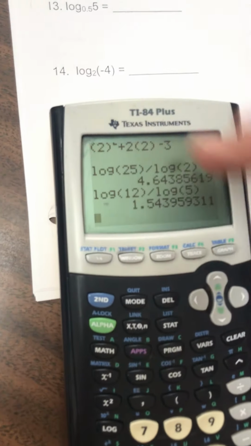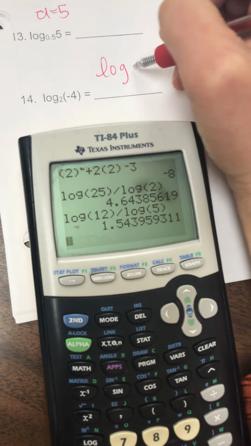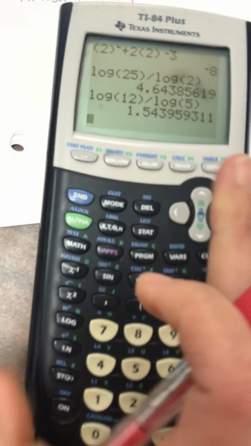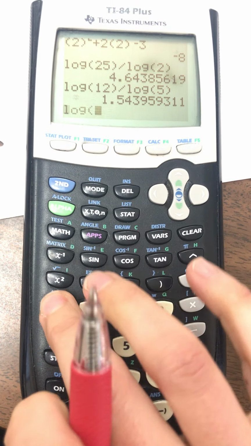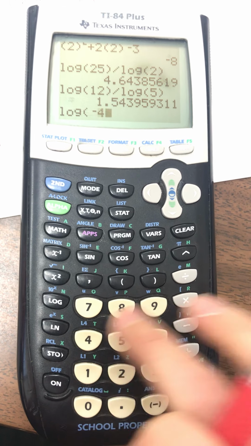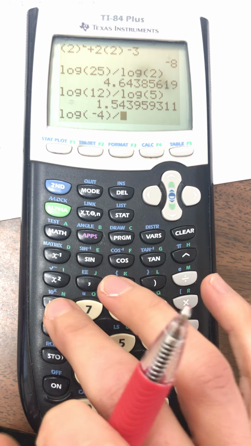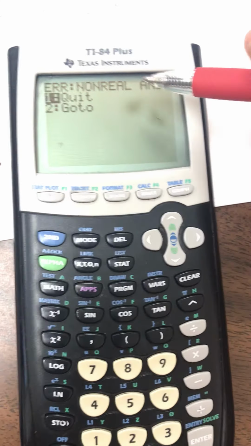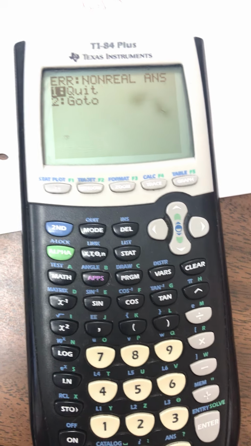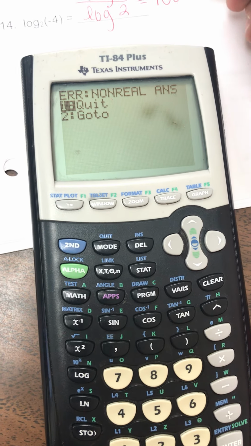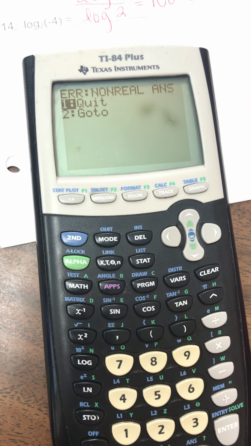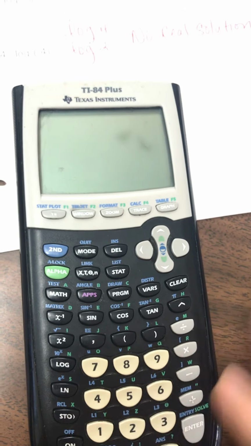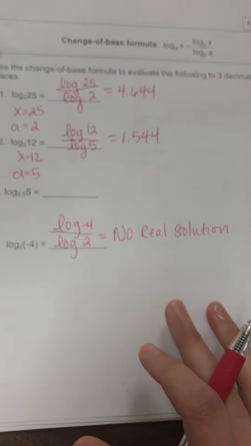Okay, so for the last one, I'm going to do that one really quick. You're going to get log of -4 over log of 2. I'm going to use my calculator. I know this is getting blurry. Log of -4 divided by log of 2. So it gives me an error, and it says non-real answer. Okay? So that means your answer is no real solution. Okay? So that's it. That's how you'd write it on your paper.